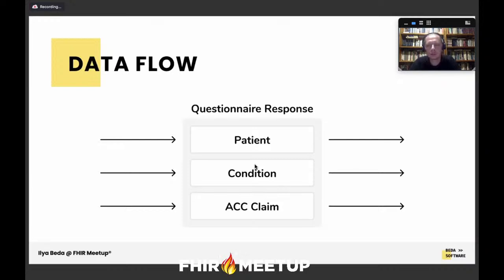But we have some issues with the ACC data and ACC claims. An ACC claim is very specific. It is not mapped well to any FHIR resources, so we have to manage it somehow outside of FHIR. And it's an issue, because we can't use the SDC specification for non-FHIR data.